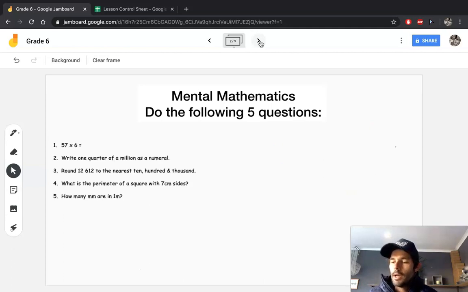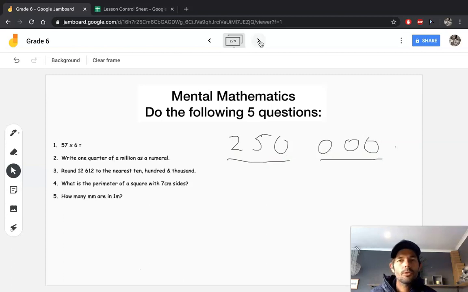Write a quarter of 1 million as a numeral, and a quarter of 1 million as a numeral is 250,000. Okay, remember to leave that little gap between the 250 and then the 3 zeros for the 1,000. Not too big, so people don't think it's the same number, but there should be a little gap there just to distinguish between all those zeros.